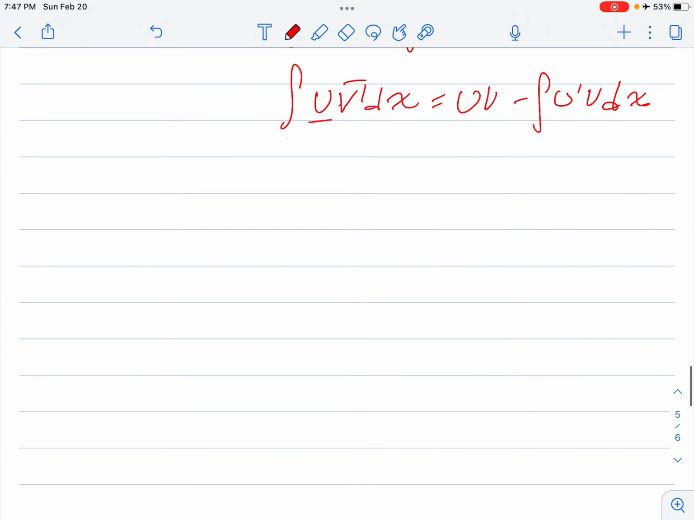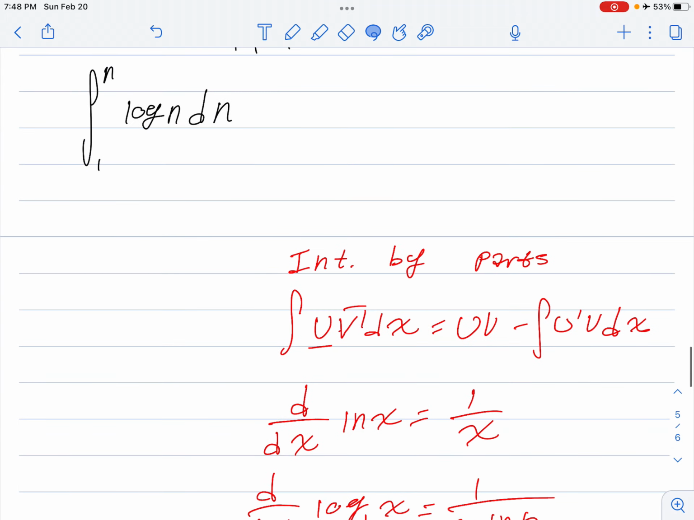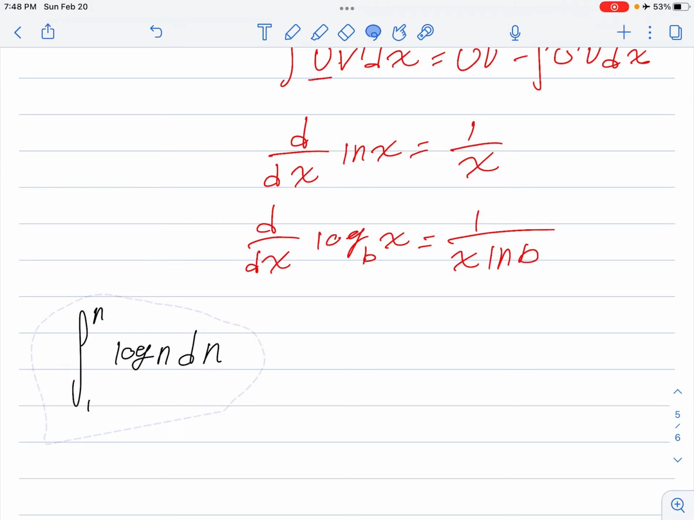We'll need maybe some log identity. So let's do the derivative of natural log. I think that'll be useful. It is 1 over x, right? Then the inverse of that, dx. And the derivative of log base b of x is 1 over x times the natural log of that base, right? I think that's about all we'll need. So let's go ahead and try to solve this, right?